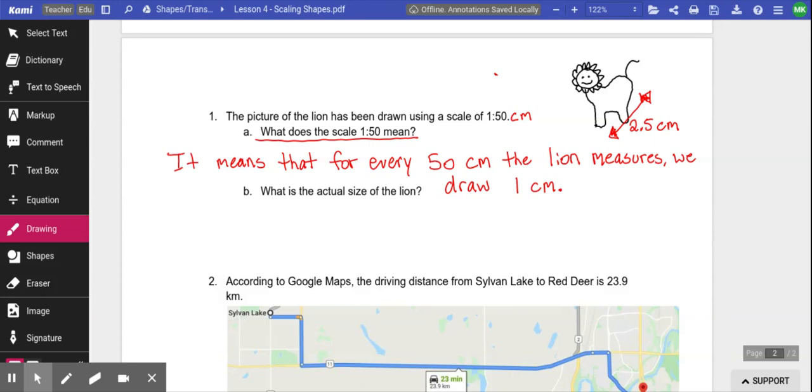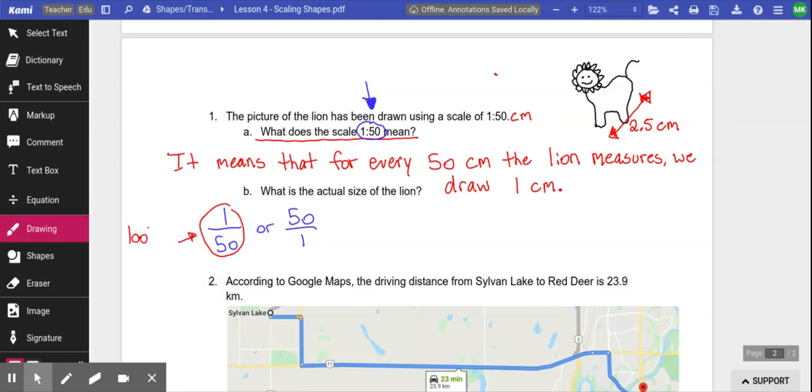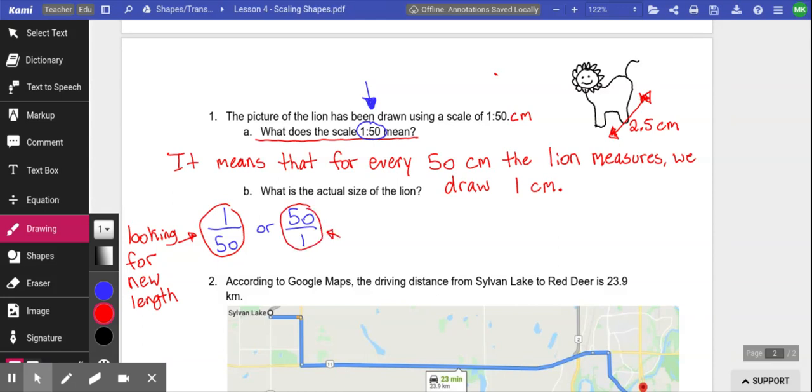So for me, what I like to do is I like to take this ratio and I turn it into a fraction. And I compare it then to what my drawing is. Now, this fraction can go either way. You could either set it up as 1 over 50 or as 50 over 1. It can go either way. Whatever you're looking for, so if you're looking for the representation, the new length, then you would pick this one. If I wanted to look for the old length or the actual length, I would pick this one.